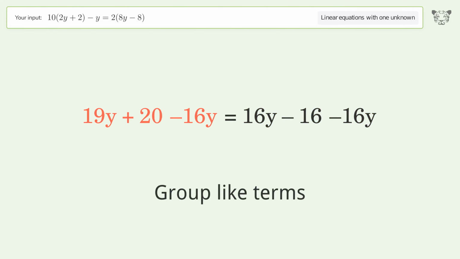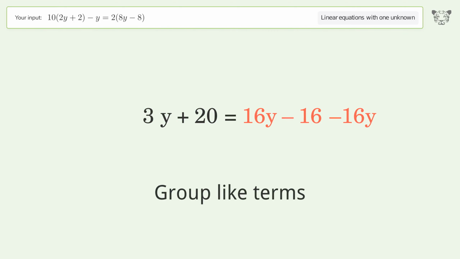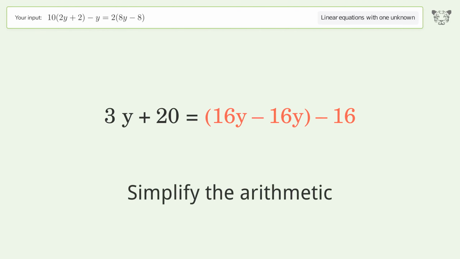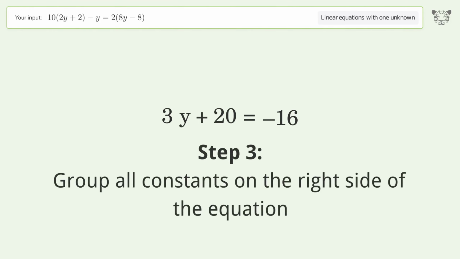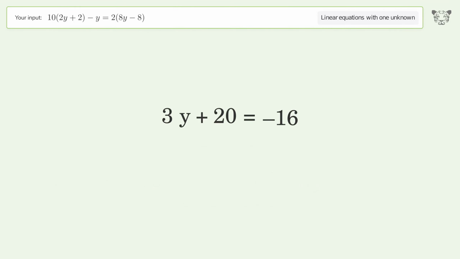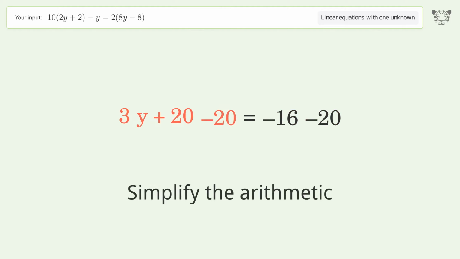Group like terms. Simplify the arithmetic. Group like terms. Simplify the arithmetic. Group all constants on the right side of the equation. Subtract 20 from both sides. Simplify the arithmetic.